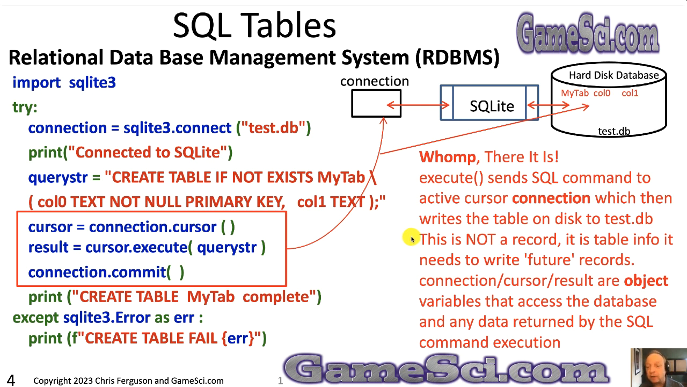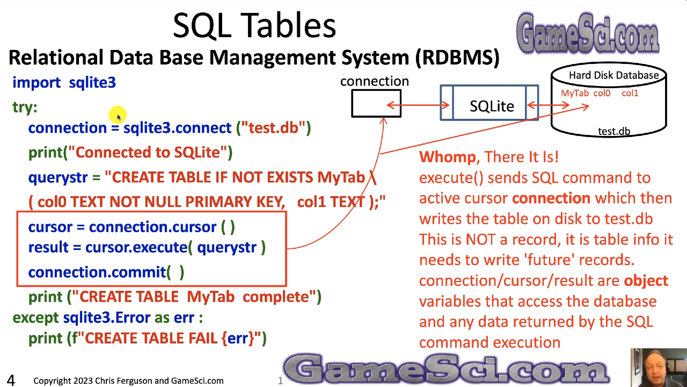This is not a record. It is the table info. It needs to write future records to the database. Connection, cursor, and result are object variables that access the database and any data returned by SQL command execution.